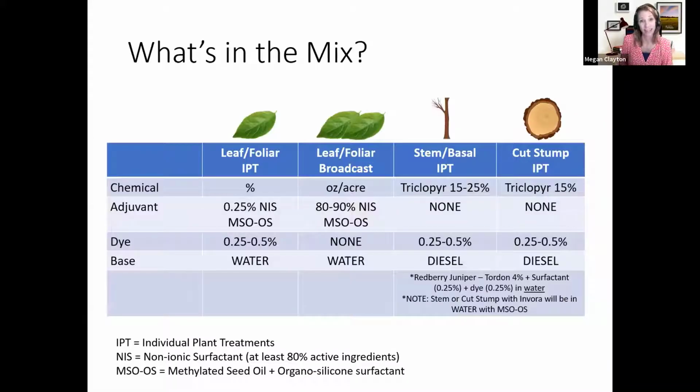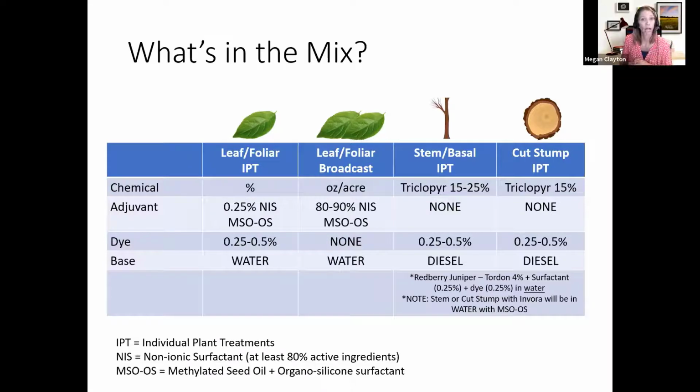Okay, so what's in the mix for all these different treatments? When we're talking about a leaf or a foliar, an individual plant treatment on a leaf, the chemical, of course, is important and it's going to be given to you as a percent. And so sometimes that throws people off because we can't tell how many trees they would have per acre. And it's not like a broadcast application where you're putting that same amount of material over the entire field, no matter how many trees are there. It's very individualistic and it's hard to know the amount. So for that reason, you're given the amount for a chemical in a percentage.